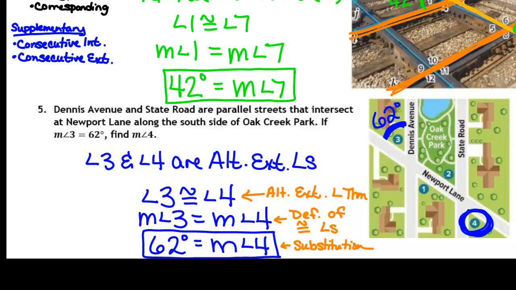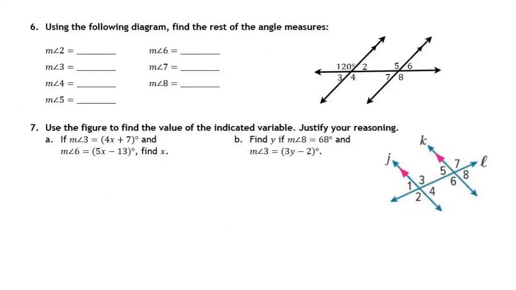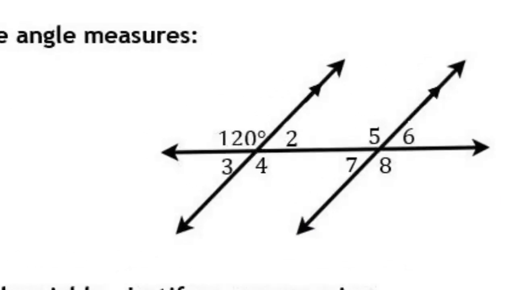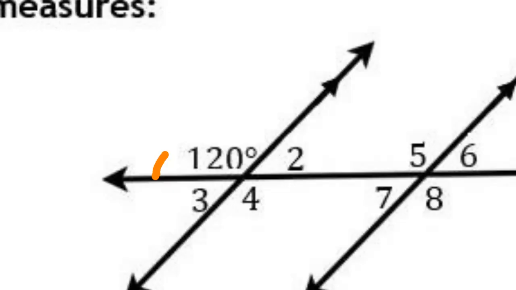All right, let's look down at the bottom of the page. Problems 6 and problem 7. Using the following diagram, find the rest of the angle measures. What angle measurement do we have? 120 degrees, this angle right here.